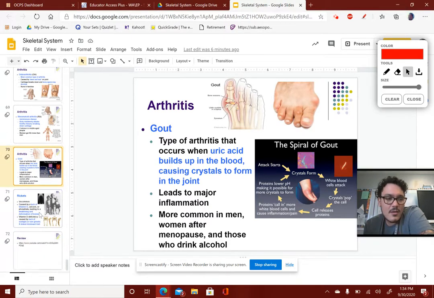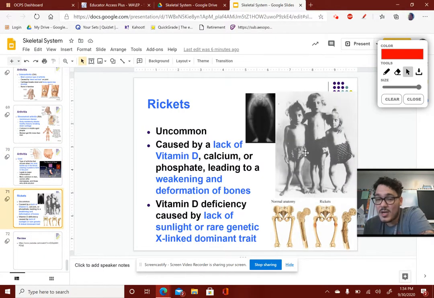Okay. Finally, our last condition to talk about is Rickets. Rickets is a rather uncommon condition. It doesn't happen too often in the United States any longer. That said, there are some places of the world where it is more common. Caused by a lack of vitamin D, that is the most common reason why it happens.